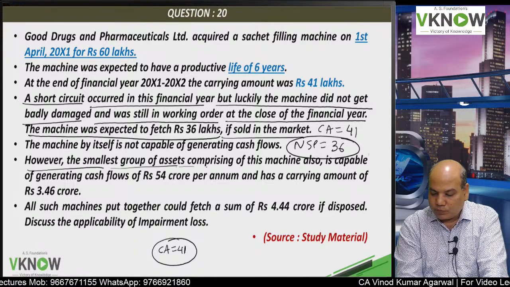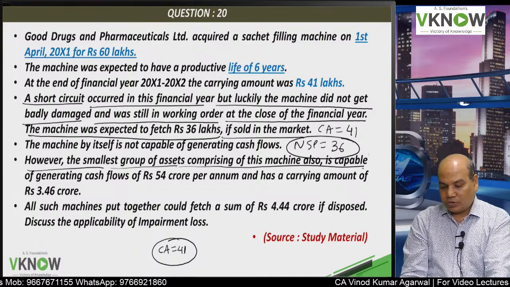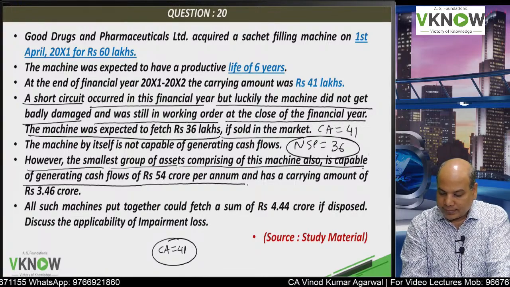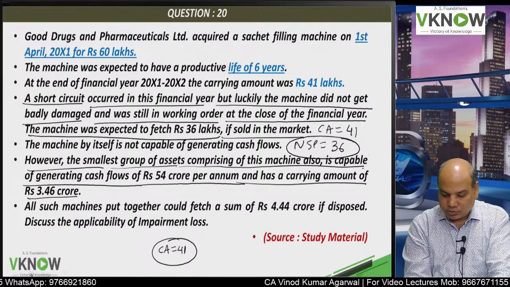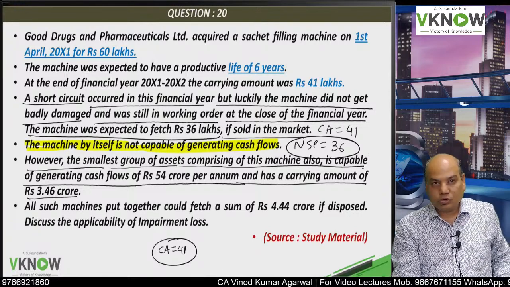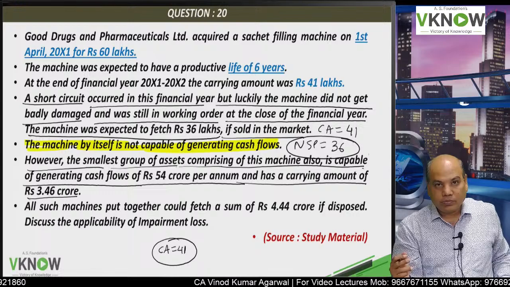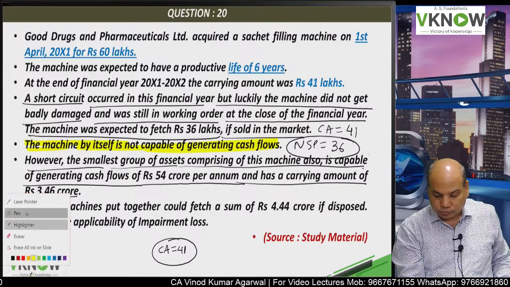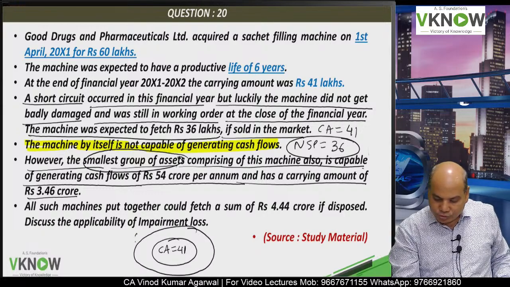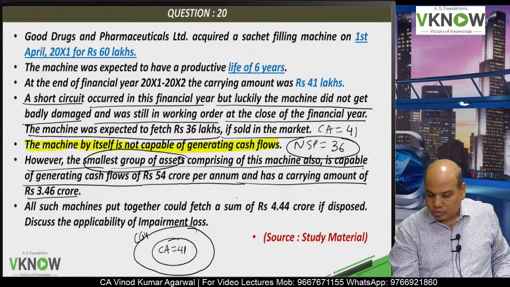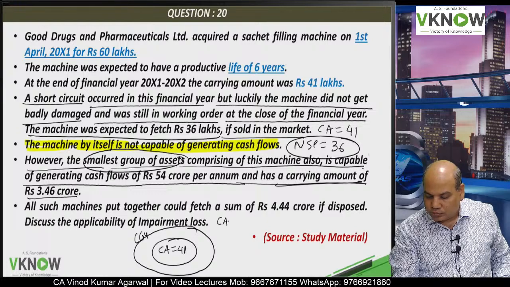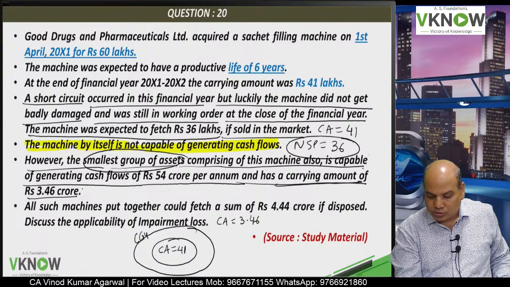However, the smallest group of asset comprising of this machine is capable of generating cash inflow of rupees 50 crore per annum and has a carrying amount of 3.60 crore. The machine itself does not generate cash flow. So I can't compute value in use. I have to go to the smallest group of asset. I have to go to CGU. What is the carrying amount of CGU? Carrying amount of CGU is 3.46 crore.